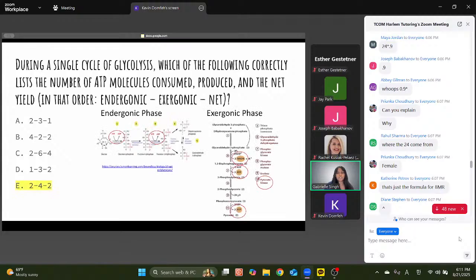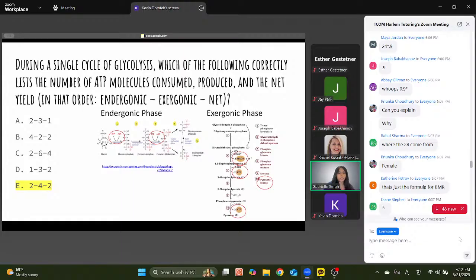So one ATP is consumed with hexokinase, another ATP is consumed with phosphofructokinase, which gives you 2 ATP in the endergonic stage. During the exergonic phase, 2 ATP are produced with phosphoglycerate kinase, and then another 2 ATP are produced with pyruvate kinase. So that's 2 in and 4 out, net yield of 2. Is everyone good with that?